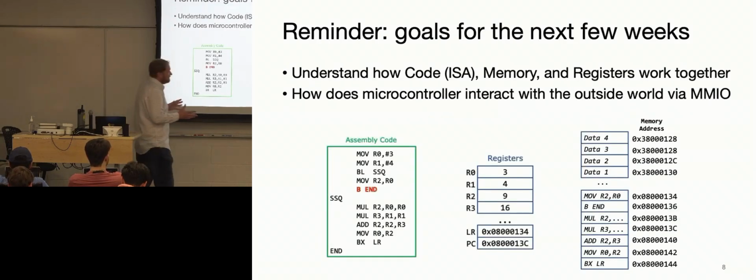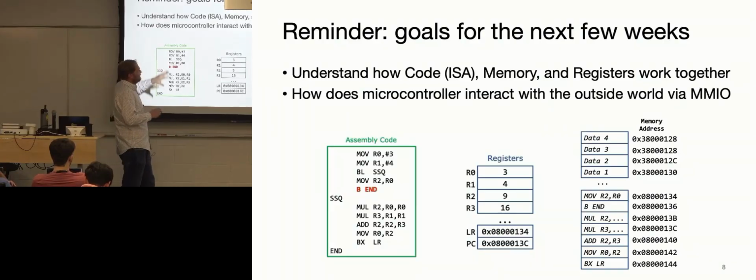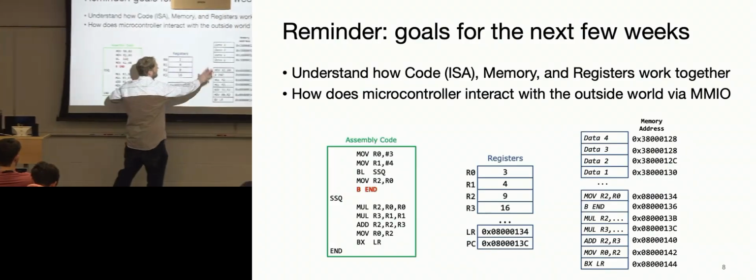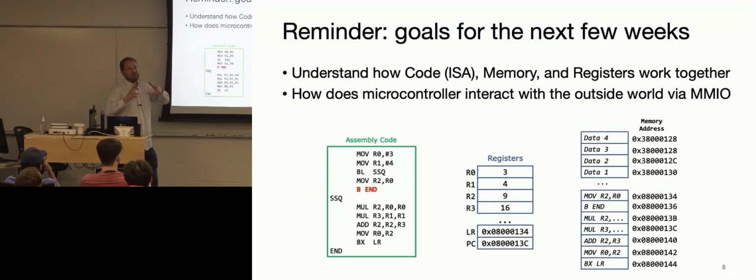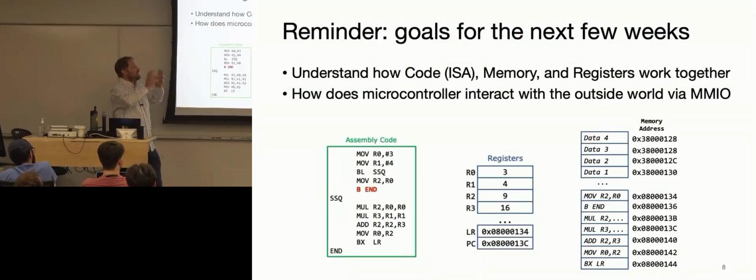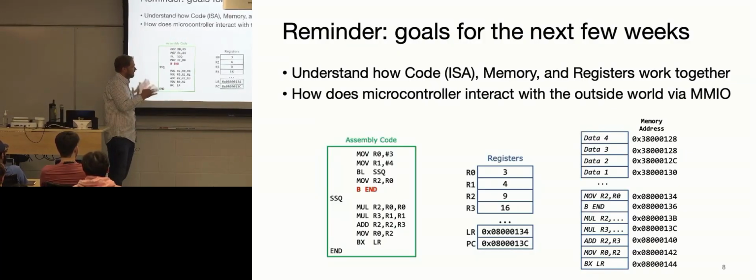For the remainder of this week, next week, and maybe the next two weeks, we're going to be really talking about the instruction set, the ISA, memory, and registers, and how all these things work together. So this is sort of a review of 370, or at least a reinterpretation of 370 concepts for the ARM Cortex M0 or M4 line.